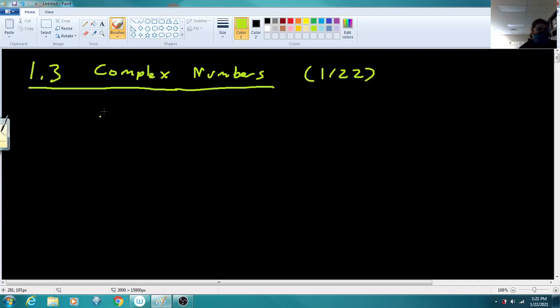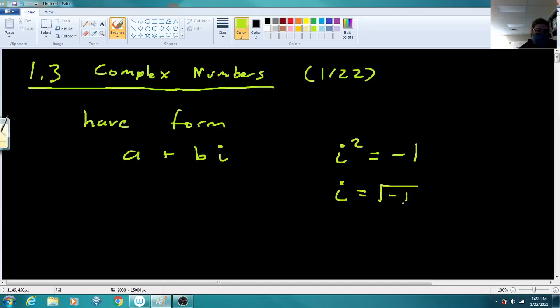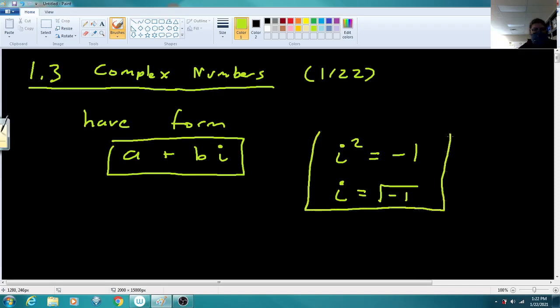So we're looking at the complex number system, where complex numbers all have the form a plus bi. In this form, i is the number that when you square it is -1. Due to this, we could also say i is equal to the square root of -1. So complex numbers all have the form a plus bi, and here are two different expressions we can use to identify what i is.